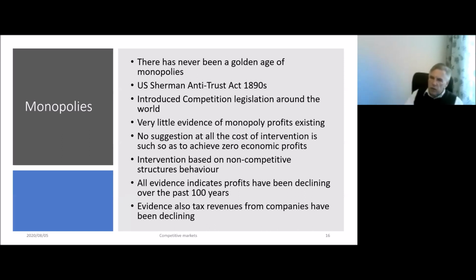The idea of the government intervention was not to get rid of the monopolies, but to be able to impose the monopolies. When people try to put a monopoly in place, it's not very successful. So if the government gets involved, and establishes a commission, and the commission sets the tariff, and nobody can depart from the tariff, you actually get the monopoly which you think you're trying to get away from. Now, there's no suggestion at all that the cost of intervention is so as to achieve zero economic profits.